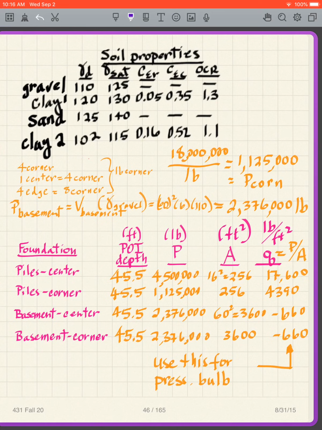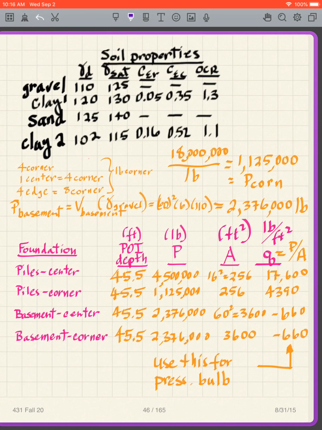Now, for the basement, what do we do? We figure out the volume of the basement. We're removing the gravel, so take the density of the gravel. The width of the structure is 60, so 60 squared. The depth of the basement is 6. 60 squared times 6 is the volume. And the unit weight is 110. So we are removing 2.3 million pounds of gravel.